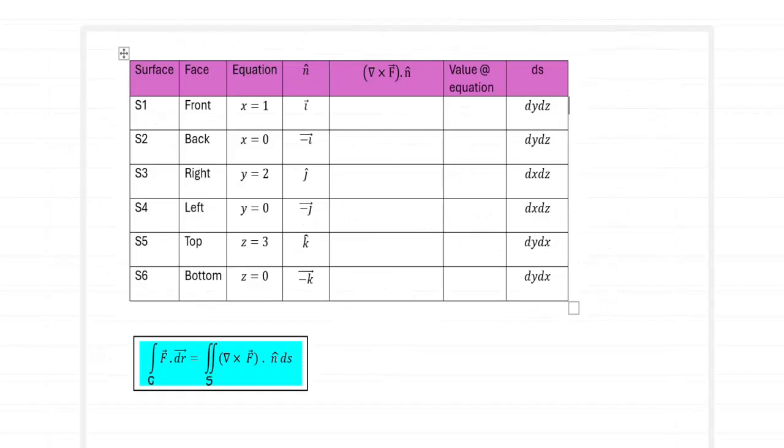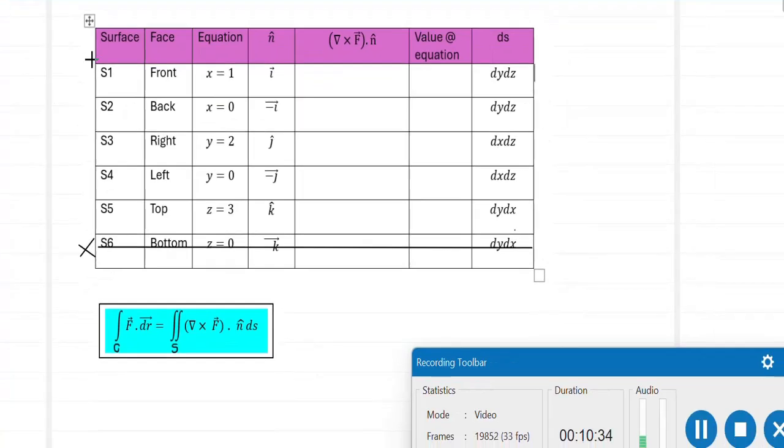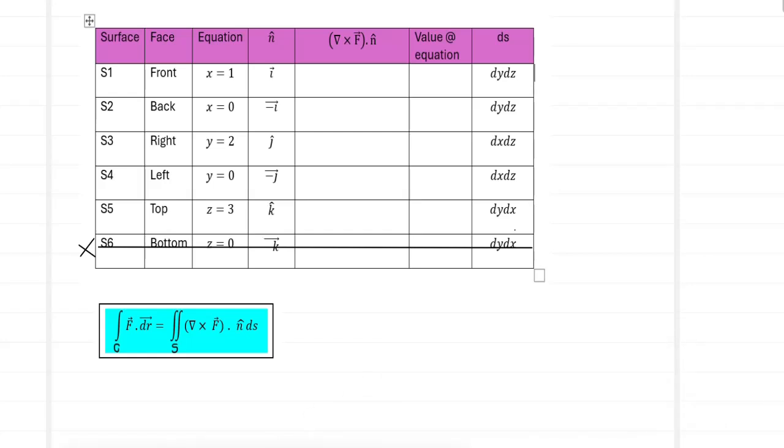What I have to do next? I'll have to apply this del cross F and take dot product with n cap dS. This has to be evaluated for how many surfaces? 5 surfaces. Why? Because we know that this bottom surface x equal to 0 has been cut open. So we don't have this sixth face. We have only 5 faces for our evaluation. So come on, we will see what happens over here.